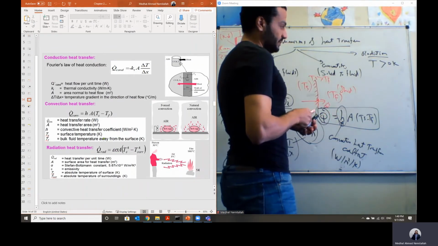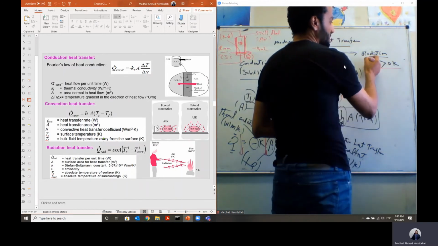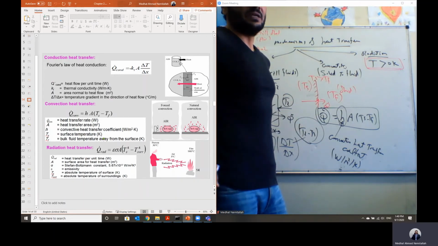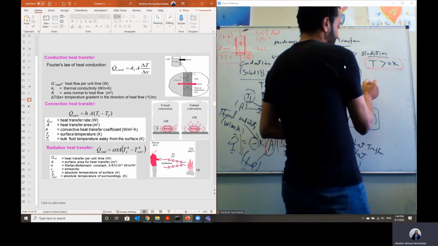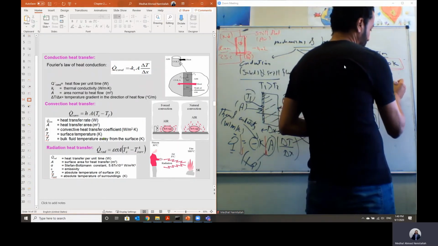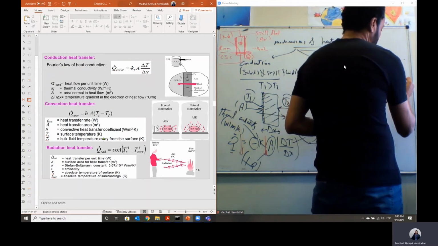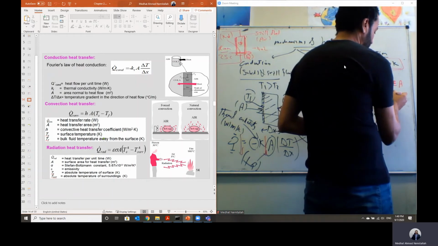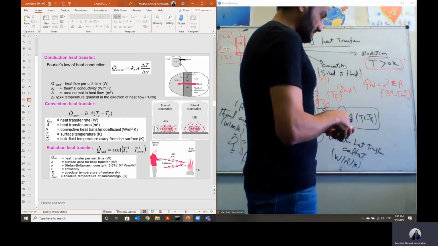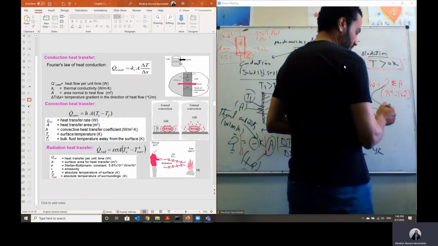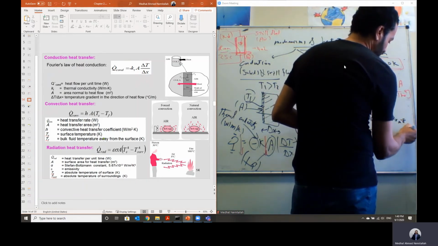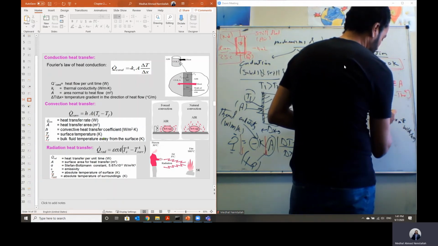The last mechanism for heat transfer is heat transfer by radiation, and we said any body existing at a temperature greater than 0 Kelvin can emit heat by radiation to another colder body. The heat transfer by radiation is equal to sigma, the Stefan-Boltzmann constant, multiplied by epsilon, which is the emissivity, multiplied by the area, multiplied by the surface temperature to the power 4 minus the surrounding temperature to the power 4. This sigma, the Stefan-Boltzmann constant for heat transfer by radiation, is 5.67 times 10 to the power minus 8 watt per meter square per Kelvin to the power 4.